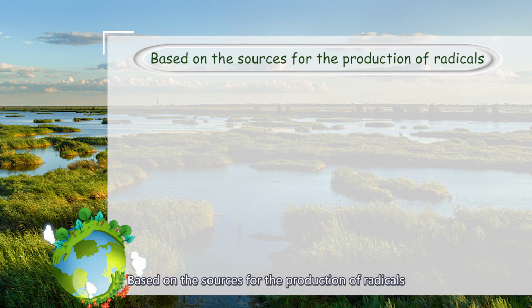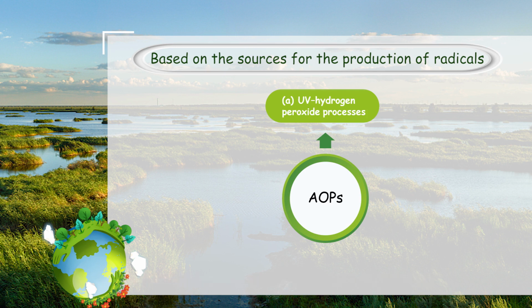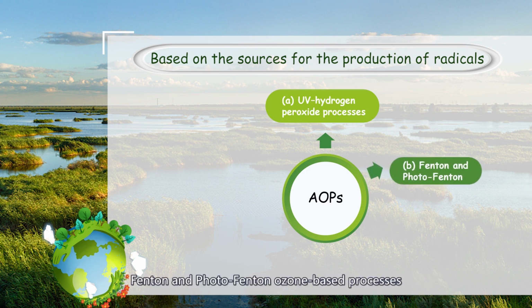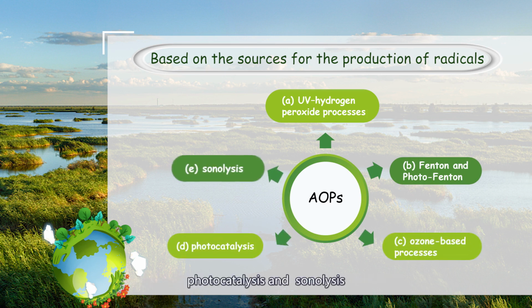Based on the sources for the production of radicals, AOPs can be classified into UV hydrogen peroxide processes, Fenton and photo-Fenton, ozone-based processes, photocatalysis, sonolysis. We will choose photocatalysis, AOPs, as the example to discuss in more detail.